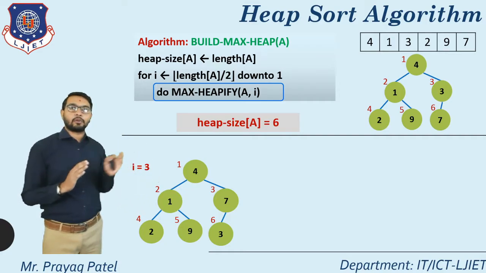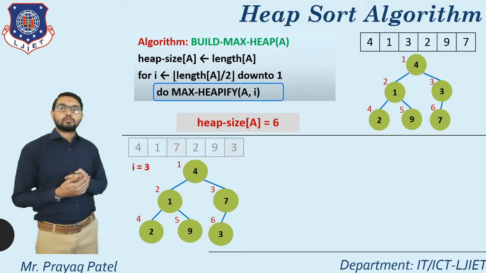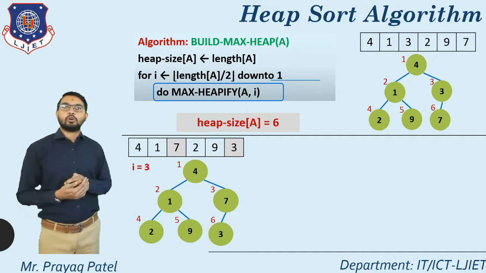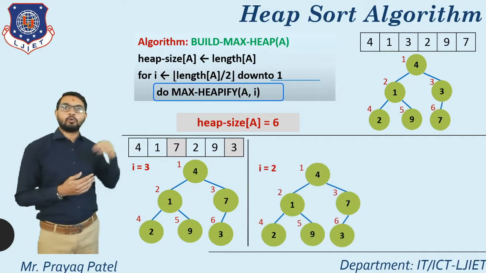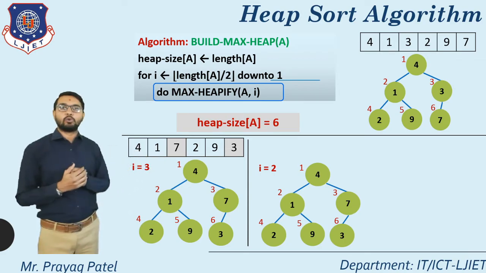and maximum Heapify process is done. Now consider the decrement operation of I. So consider the next value of I as I equal to 2. So down to 1, up to 1 you can check the value of I. Now consider the value of I equal to 2.